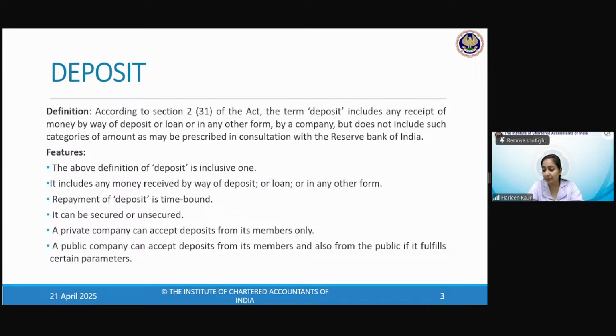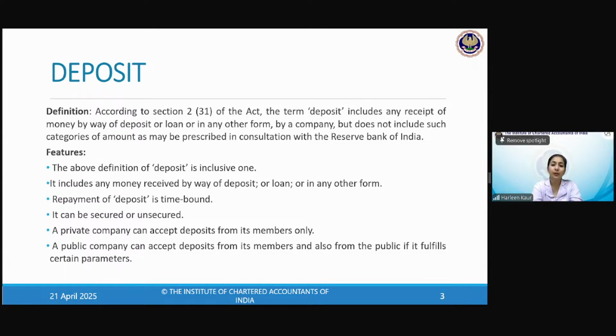Inclusive means, inclusive, yes, Rajita, absolutely correct. Asta Setia, good. Inclusive one means that there are other things which can be included in this deposit.